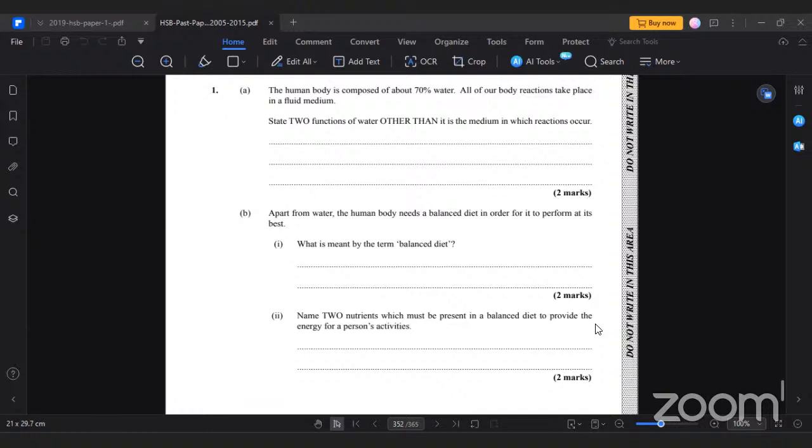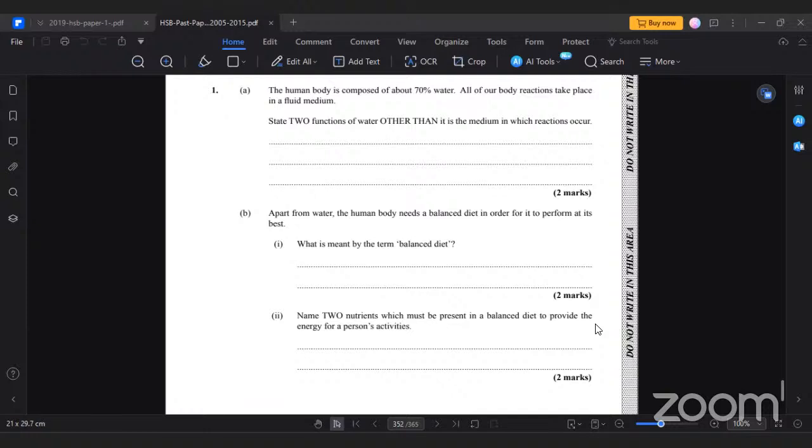Name 2 nutrients which must be present in a balanced diet to provide the energy for a person's activity. From where I talk about nutrients to provide energy, first and foremost, the primary nutrient that is used to provide energy is the carbohydrates. So carbohydrates has to be placed down.